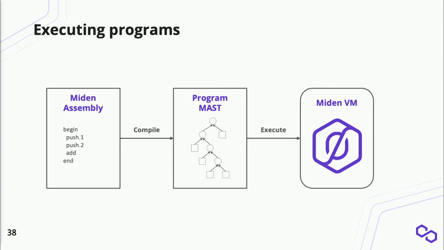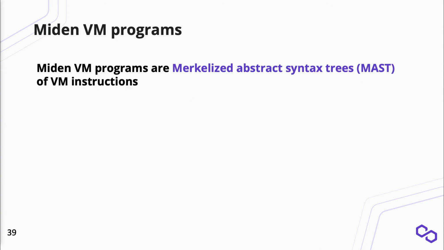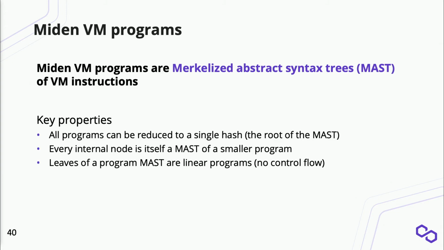So what is MAST? MAST stands for Merkleized Abstract Syntax Tree. There are some key properties here, but the idea is that you build a binary tree where every internal node determines your control flow, and every leaf node is just a linear sequence of instructions. And then the VM traverses this tree in a depth-first fashion and executes each node according to its semantics. Eventually it will visit all the relevant nodes and execute them, and because it's a Merkle tree, it will also compute the hash of the program. So this hash binds whatever instructions you executed on the VM to the actual program hash.